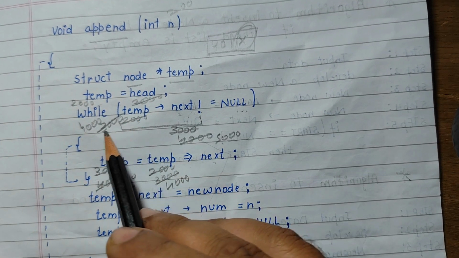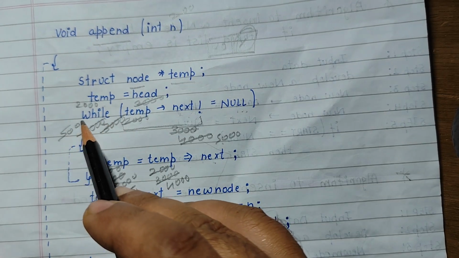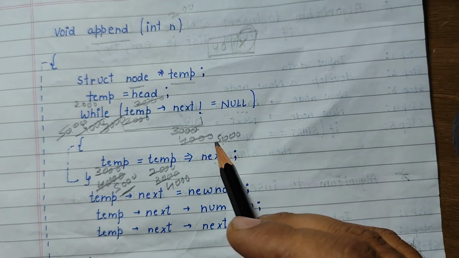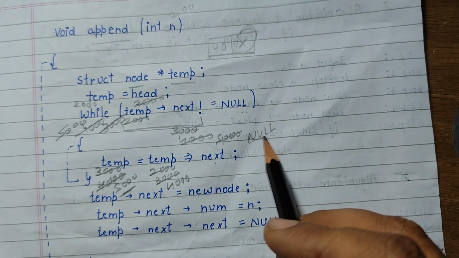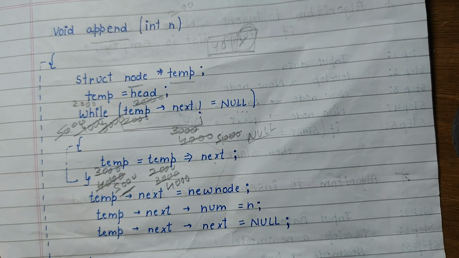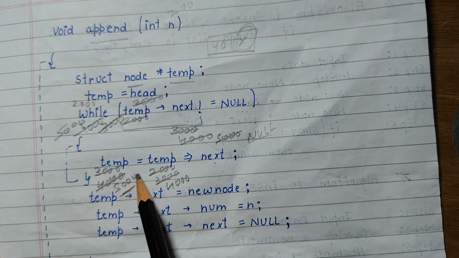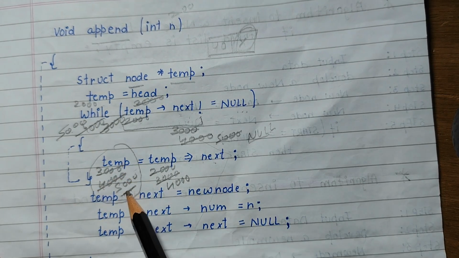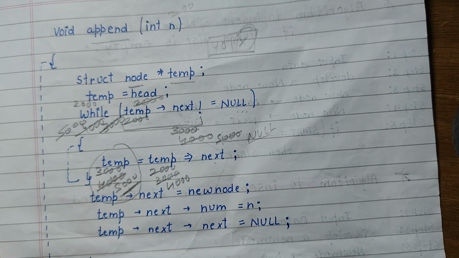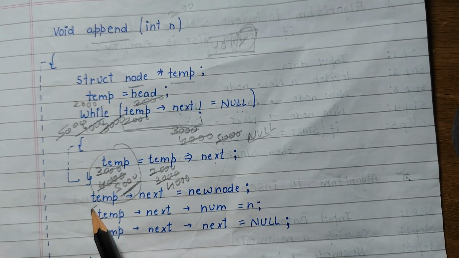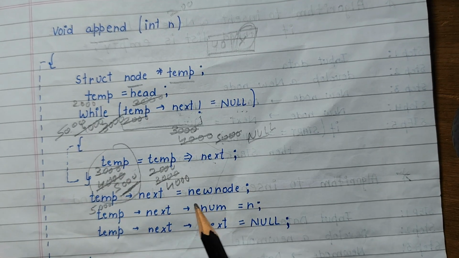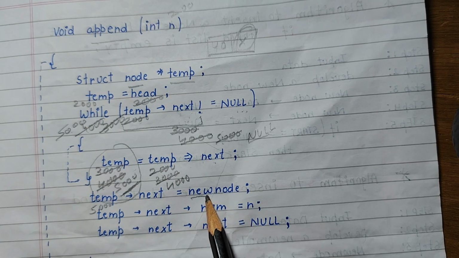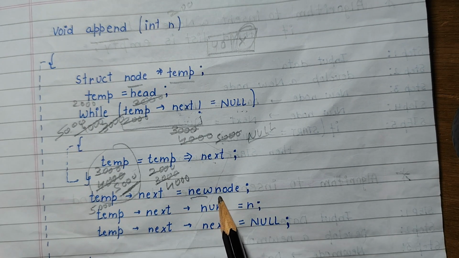Okay, now here temp has a value 5000. 5000 of next is null. Null is not equal to null, condition false. So the last value of temp here, if you check, is 5000. Okay, so here what I do, 5000 of next, and here I use the new operator.